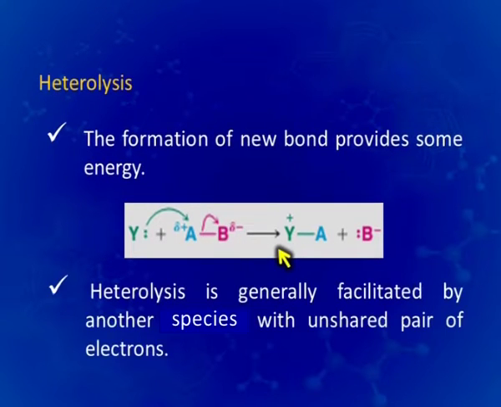And heterolysis is generally facilitated by another species with an unshared pair of electrons, so that that pair can be given to the one which is deficient in that particular electron, and give rise to the product.